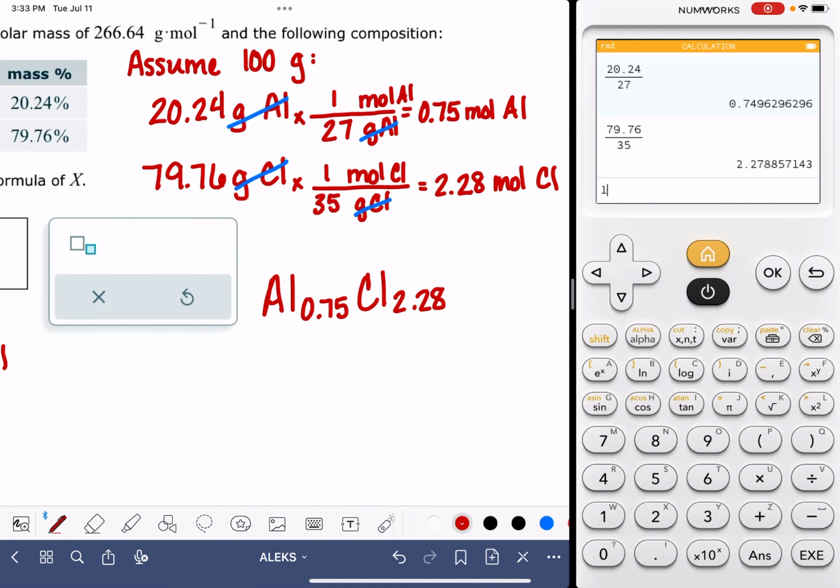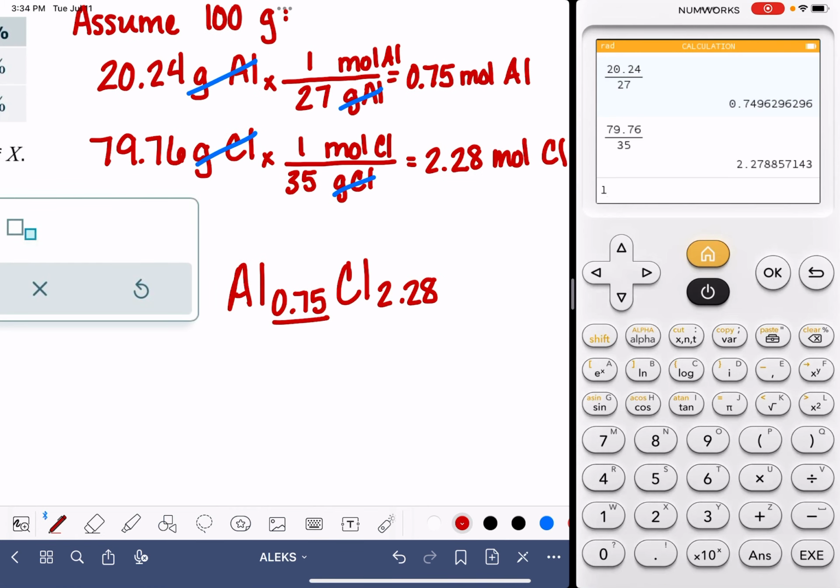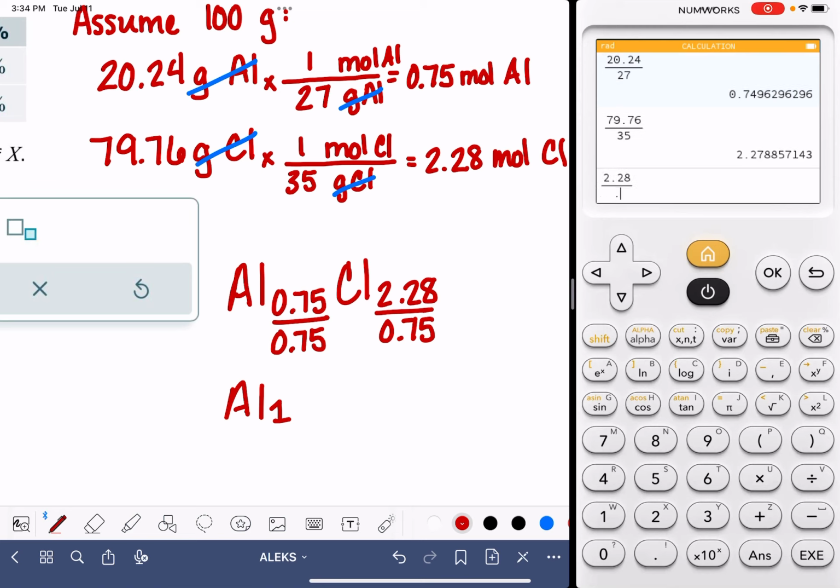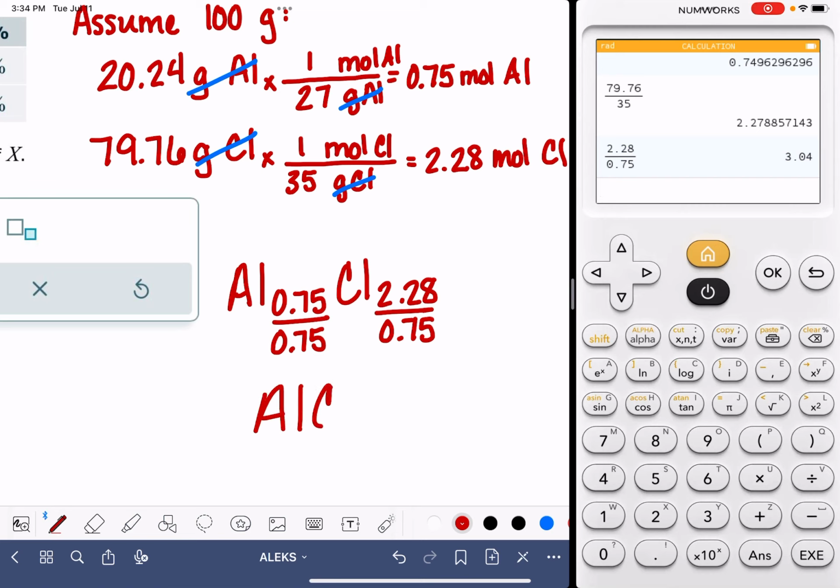The way we're going to do that is to pick the smaller of these two numbers, which for me is 0.75, and divide both of the numbers by that smallest number. The aluminum, 0.75 divided by 0.75, is going to become 1. Chlorine, 2.28 divided by 0.75, works out to be almost exactly 3. So this formula becomes AlCl3, which looks much nicer than these decimal places.